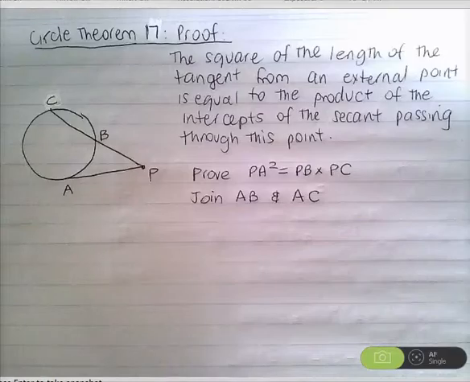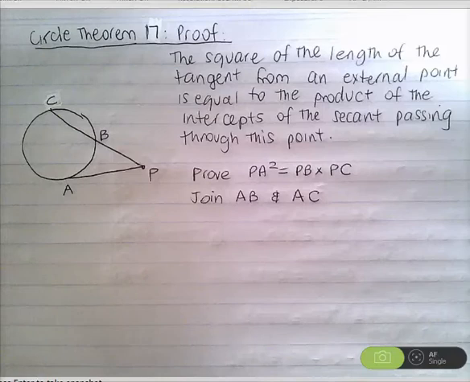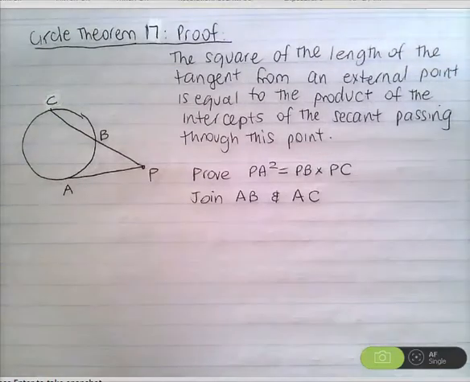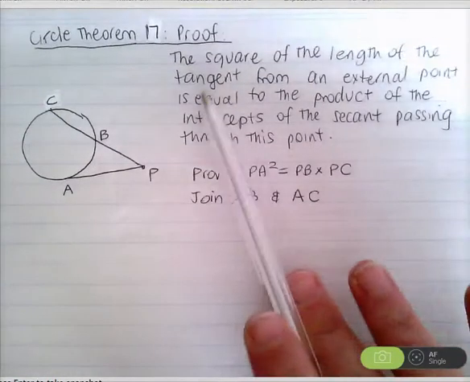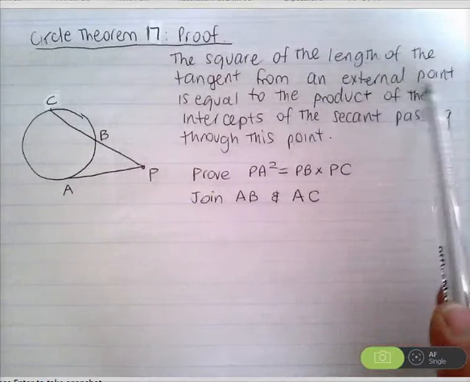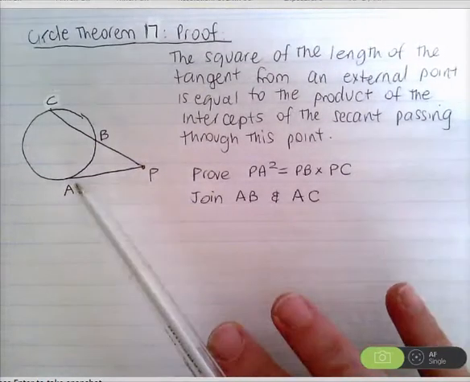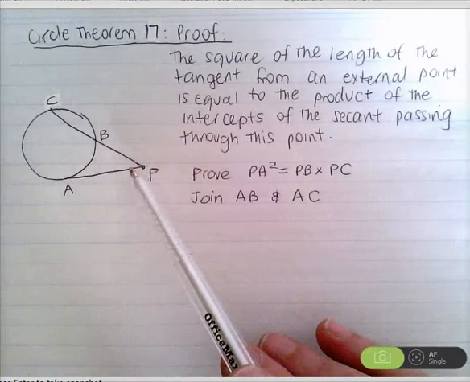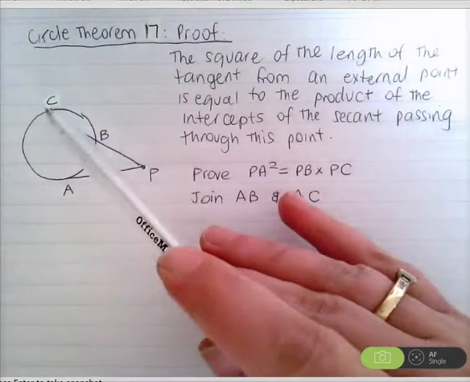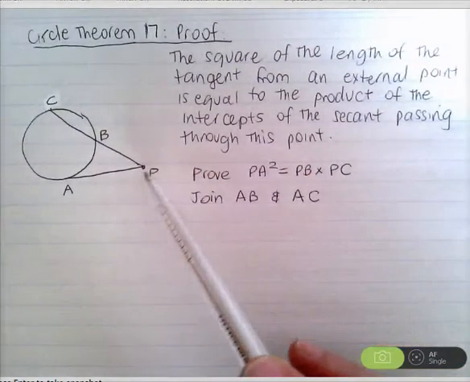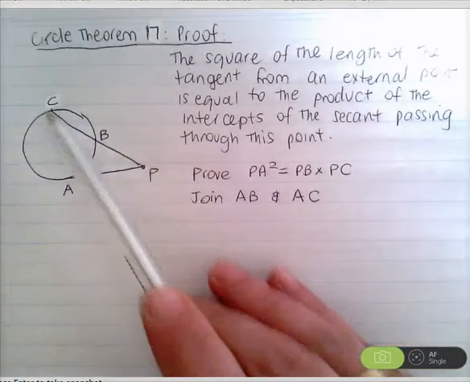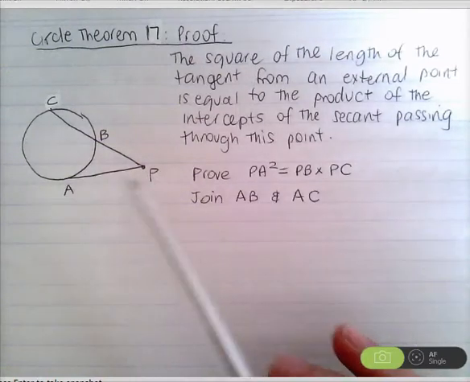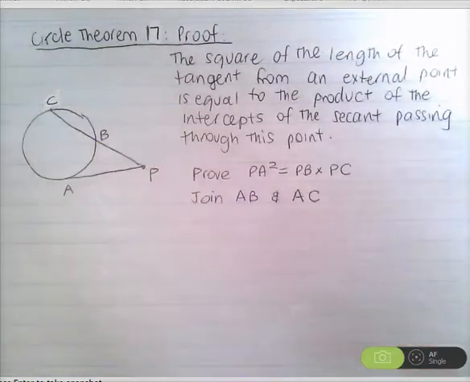Okay, this is our last theorem, number 17, and we're going to prove it. The theorem is that the square of the length of the tangent from an external point, so PA squared, that's the tangent PA, is equal to the product of the intercepts of the secant. The secant is PC, so the intercepts of the secant are PB and PC. Therefore PA squared equals PB times PC.